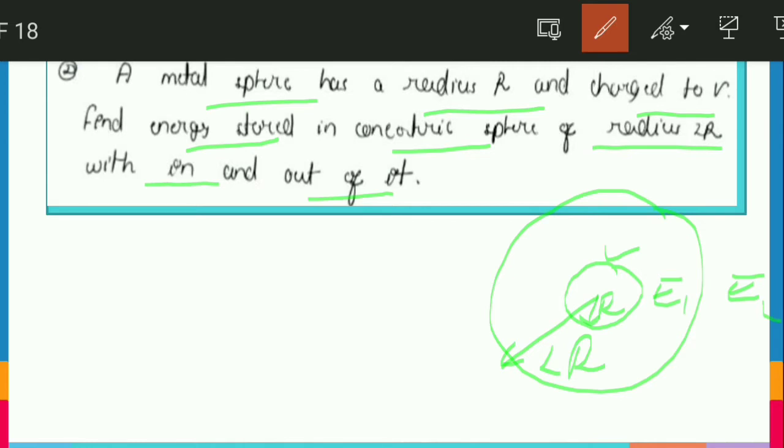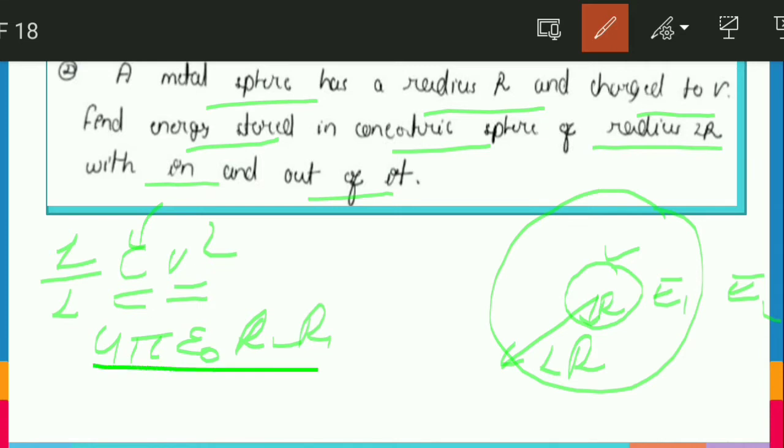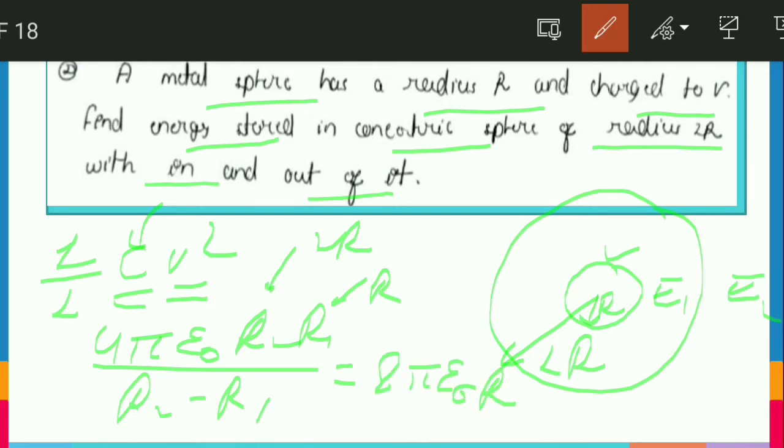So friends, can you think of the formula we have to apply? We will simply apply the formula half CV square, where this C and this V we need to find. C, I think you know the capacitance of a spherical capacitor, it is equal to how much? 4 pi epsilon naught R2 R1 upon R2 minus R1. In this case, R2 equals 2R and R1 equals R. So when you put the values, you will get 8 pi epsilon naught R. So this is our equivalent capacitance.